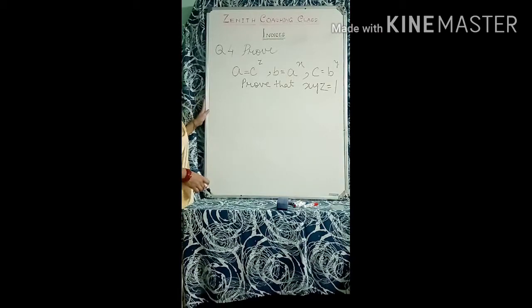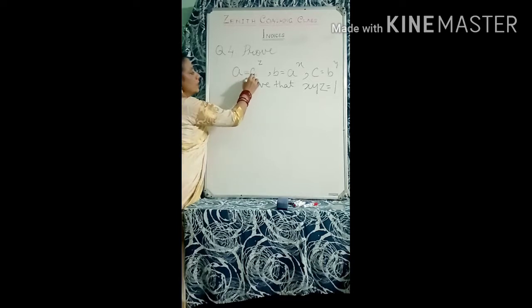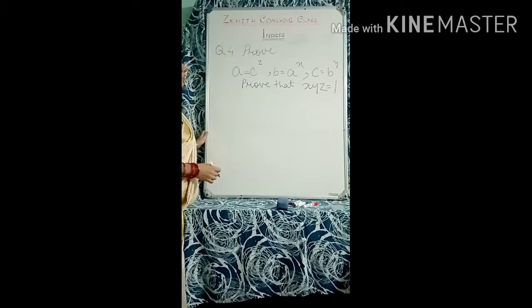So come children, the next sum is question number 4. You have to prove, you don't have to solve. What do you have to prove? That's a different type of sum. A equals C to the power Z, B equals A to the power X, and C equals B to the power Y. So you have to prove that XYZ equals 1.